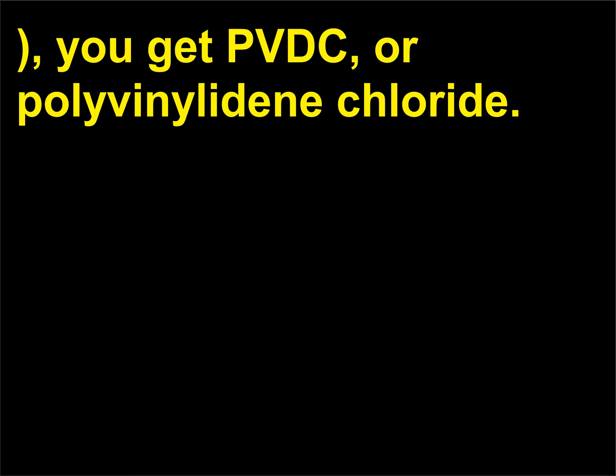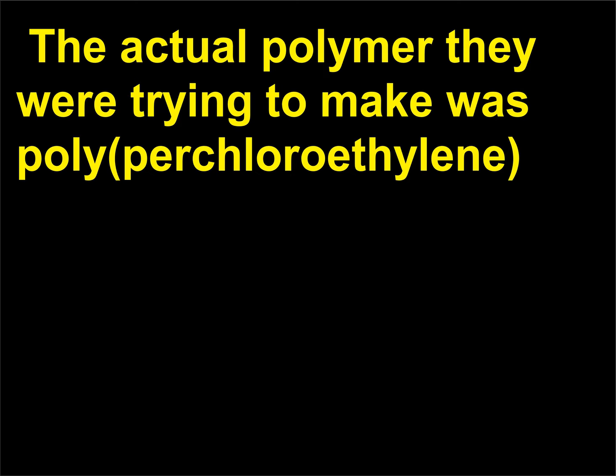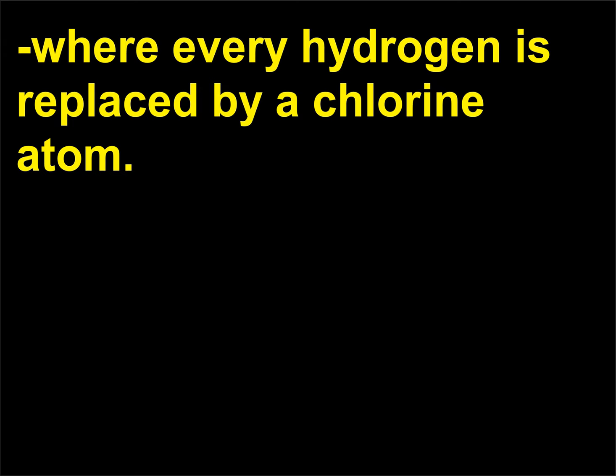It was discovered by accident in 1933 by Ralph Wiley, who was having trouble washing this strange material out of the bottom of a piece of glassware. The actual polymer they were trying to make was perchloroethylene, where every hydrogen is replaced by a chlorine atom. It was just before World War II that a breakthrough was made that allowed the scientists to make film from this new material.